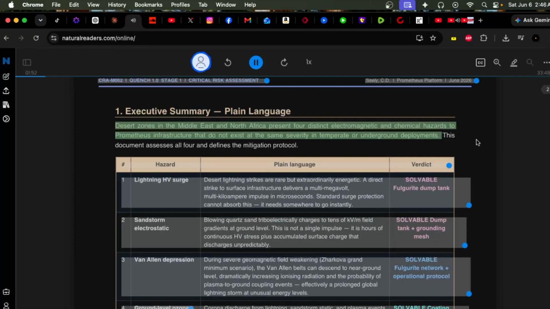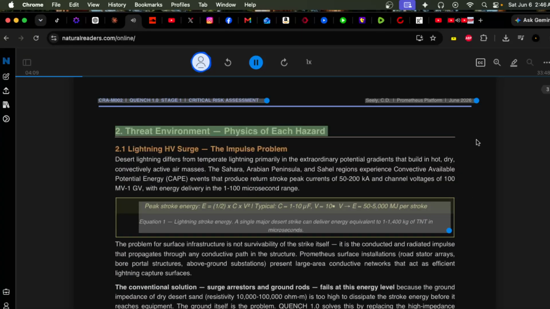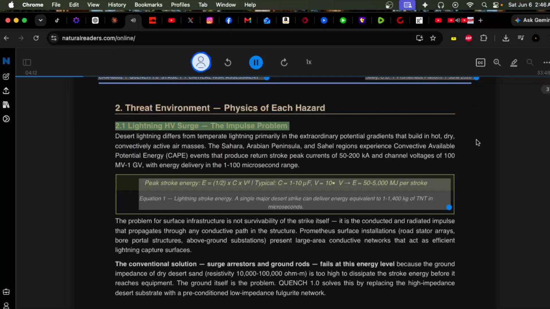Desert zones in the Middle East and North Africa present 4 distinct electromagnetic and chemical hazards to Prometheus infrastructure that do not exist at the same severity in temperate or underground deployments. This document assesses all 4 and defines the mitigation protocol. 2. Threat environment, physics of each hazard. 2.1 Lightning HV surge, the impulse problem.